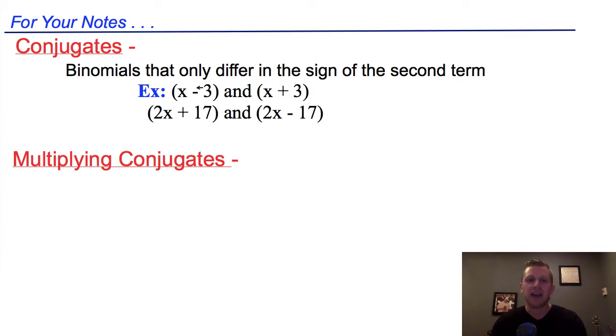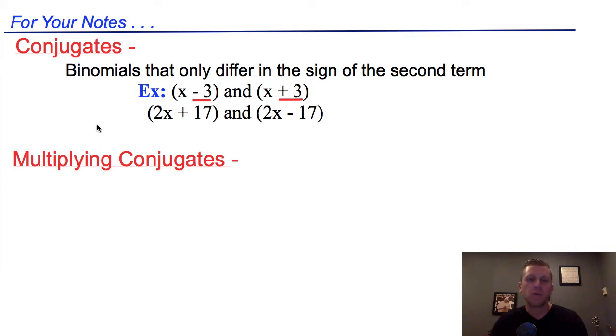For instance, x minus 3 and x plus 3. Notice that they only differed in the sign of the second term, negative 3 and positive 3, while the first term, x, stayed the same. Here are other examples: 2x plus 17 and 2x minus 17, 4x plus 5 and 4x minus 5, 25 plus 976 and 25 minus 976. Any binomials that only differ in the sign of the second term.